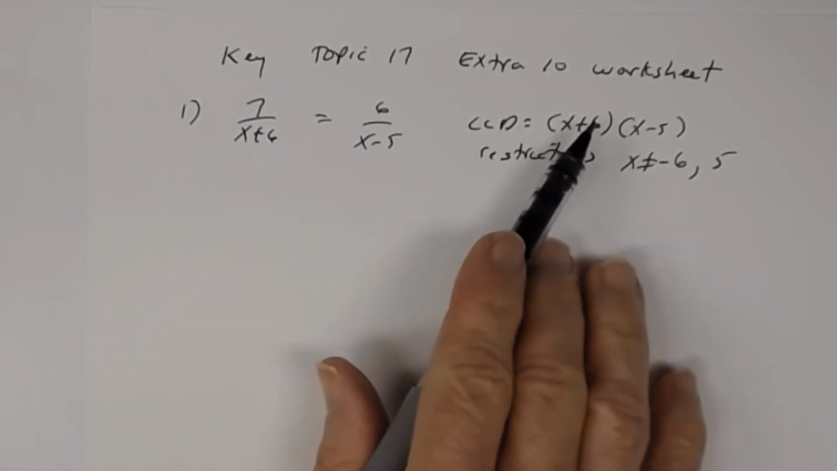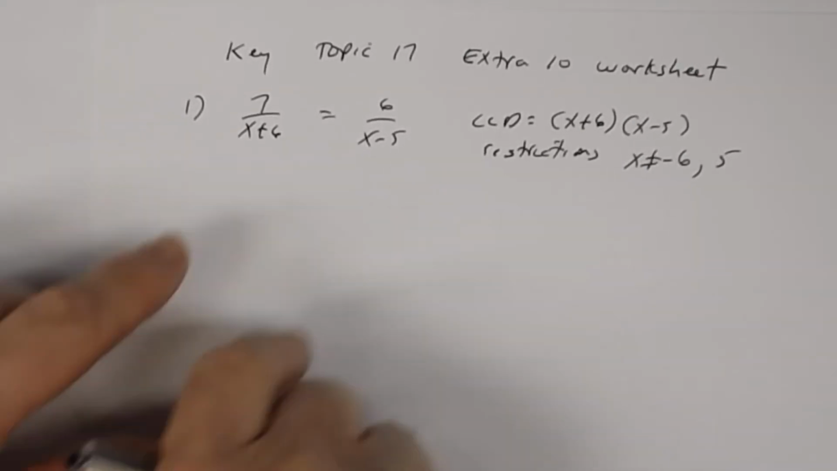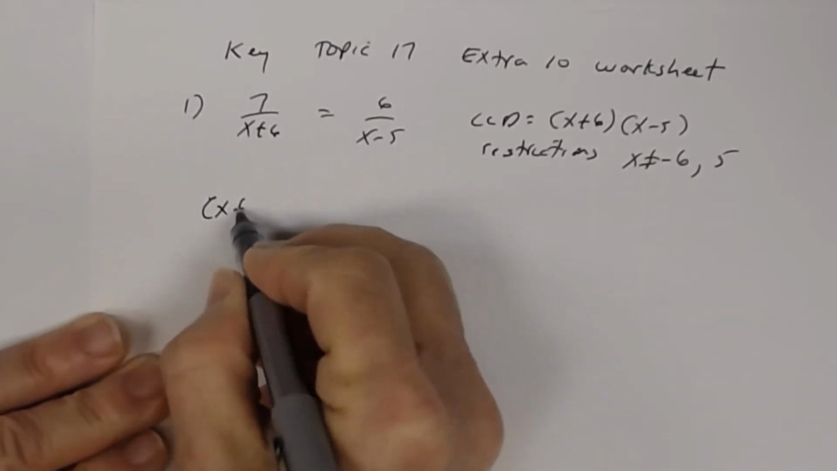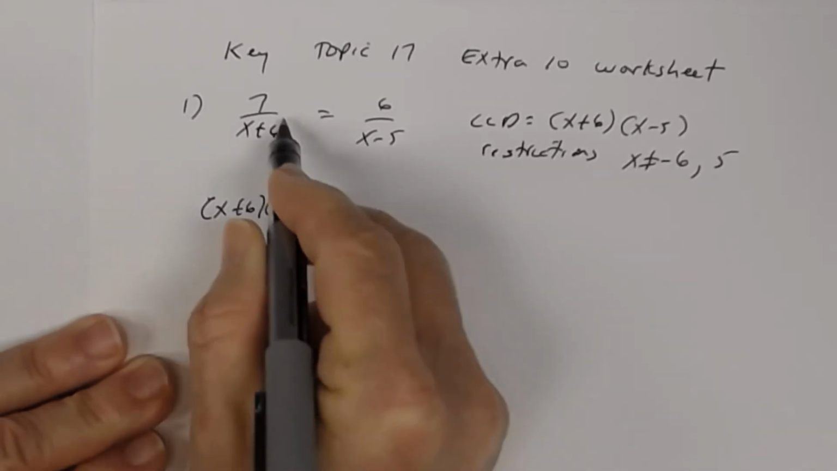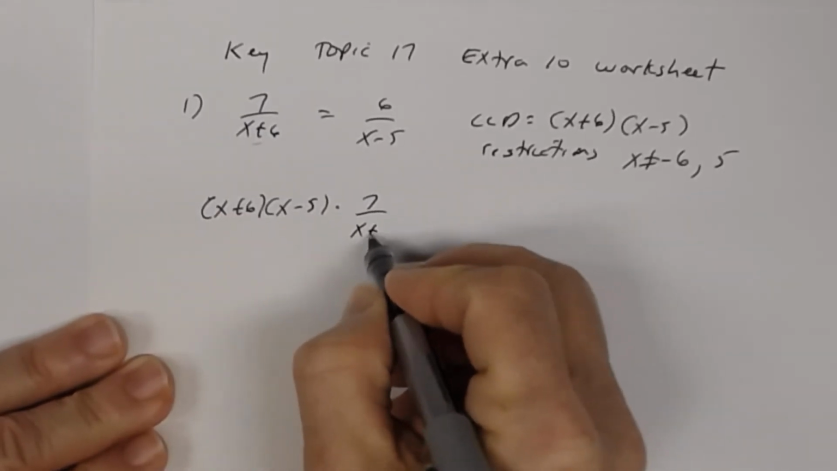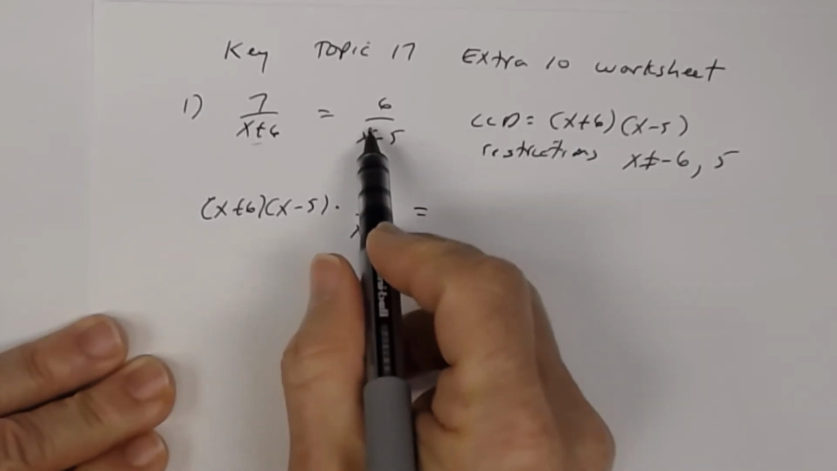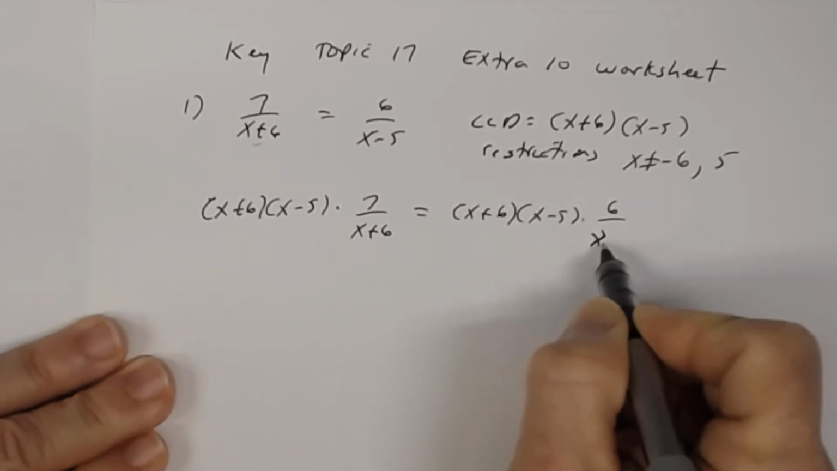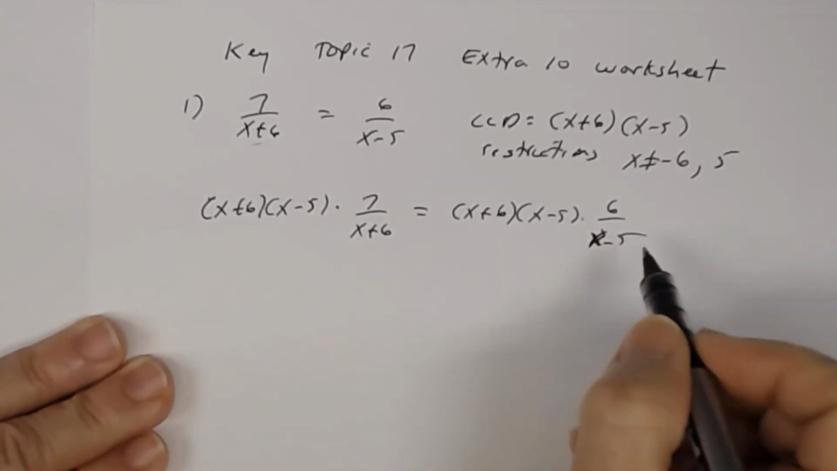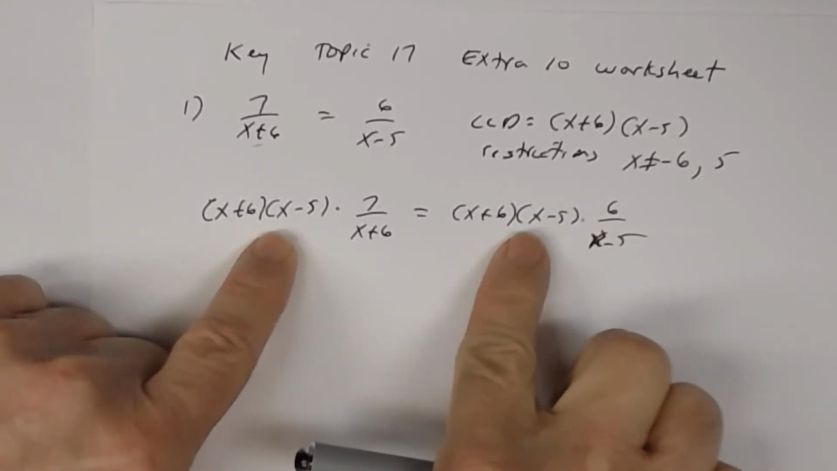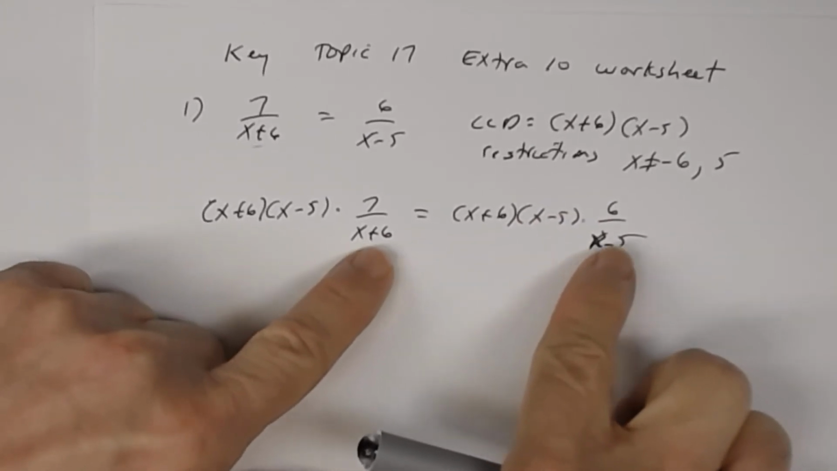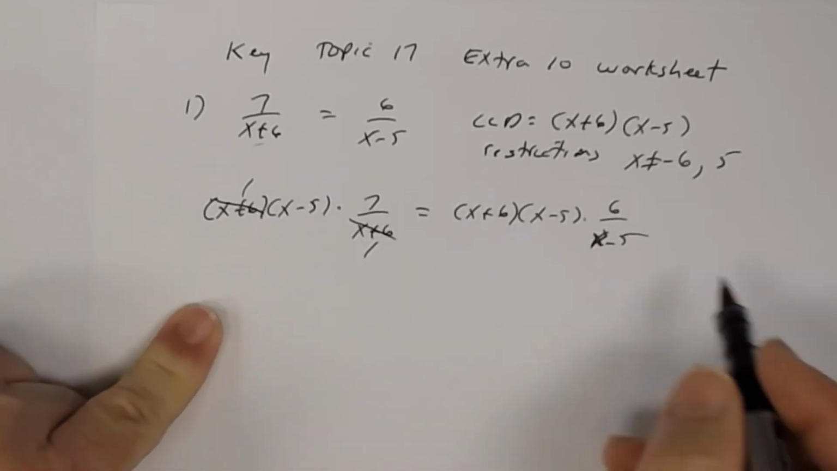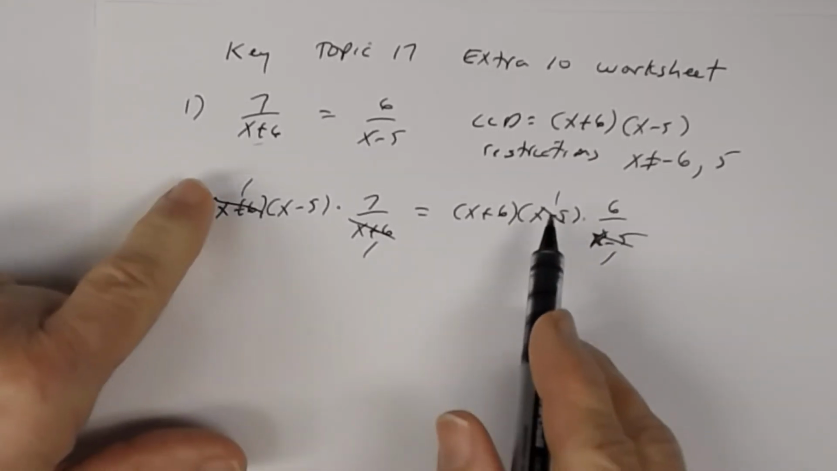Once you find your least common denominator and your restrictions, the next step is to multiply both sides by the LCD. You're going to say x plus 6 times x minus 5 times the left side, 7 divided by x plus 6, equals the LCD times the right-hand side, x plus 6 times x minus 5 times 6 divided by x minus 5. Now remember, the whole point of multiplying by the LCD is to clear those denominators. You want those denominators to be factors of 1, so that's where you reduce. So the x plus 6 divides out, the x minus 5 divides out. So you get factors of 1 in their place.